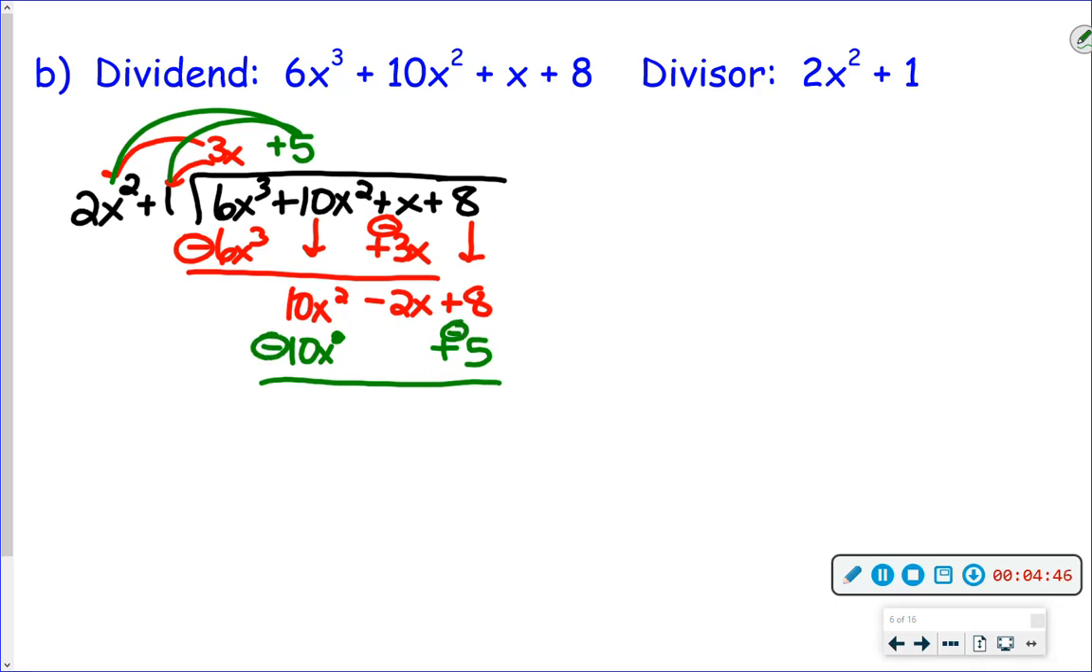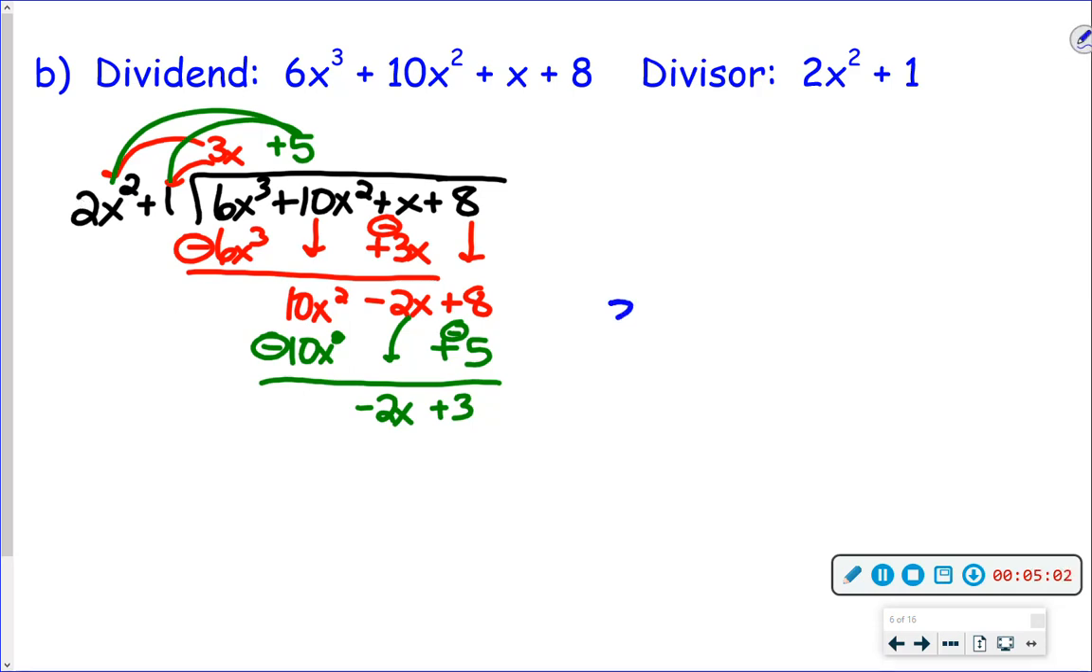Now, we don't have an x term, so my negative 2x is going to just fall through, and 8 minus 5, 3. Now, I can't divide any further because I can't figure out what times 2x squared will go down to just a 2x. So negative 2x plus 3 is my remainder.